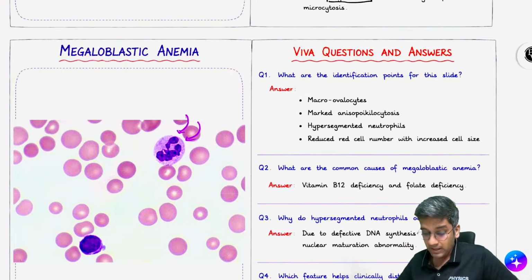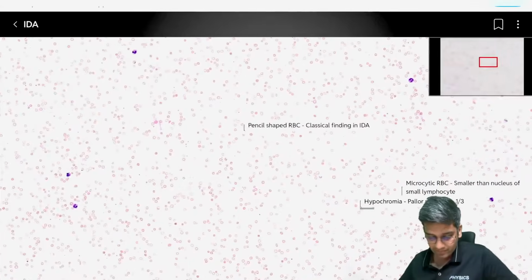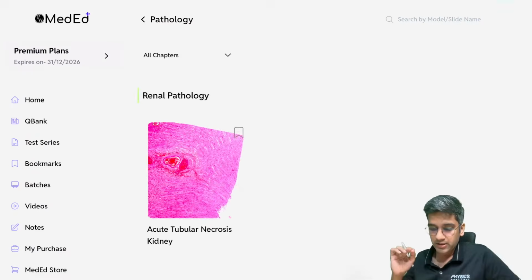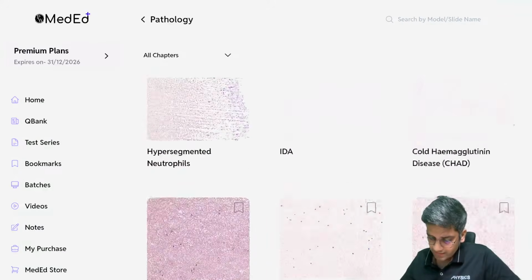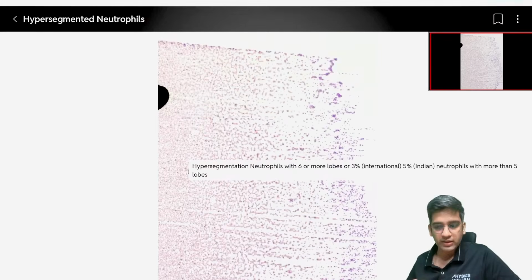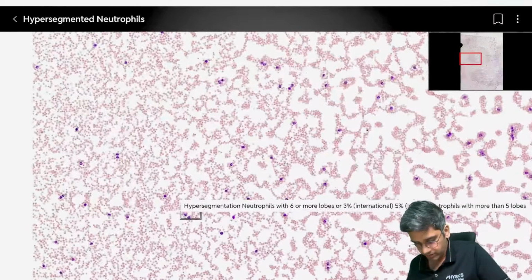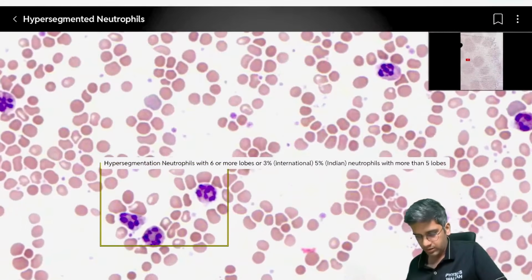I'm going to the MedEd app. The MedEd app has a real life slide of megaloblastic anemia. You go to the digital slide selection in the 3D library. You go there, it will be marked. It's a hypersegmented neutrophil. It's classically been marked. If you zoom in, look at that.